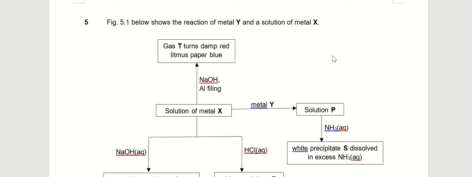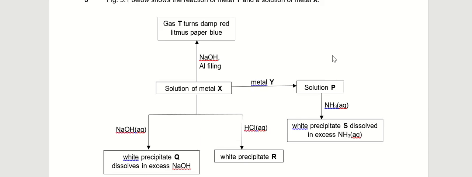Okay, so let us take a look at question number 5. Figure 5.1 shows the reaction between metal Y and a solution of metal X. So right at the very beginning, we have a solution of metal X, which means of course that this salt is a soluble salt.